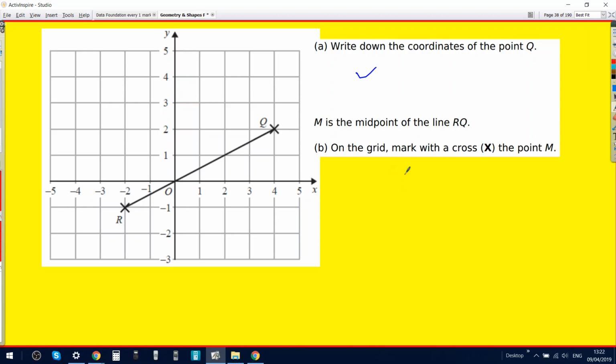On the grid mark from A. M is the midpoint of R and Q, so the midpoint would be basically from plus 1. Yeah, plus 1, halfway, sort of. Yeah, that's right. So there, great. And label it with an M.